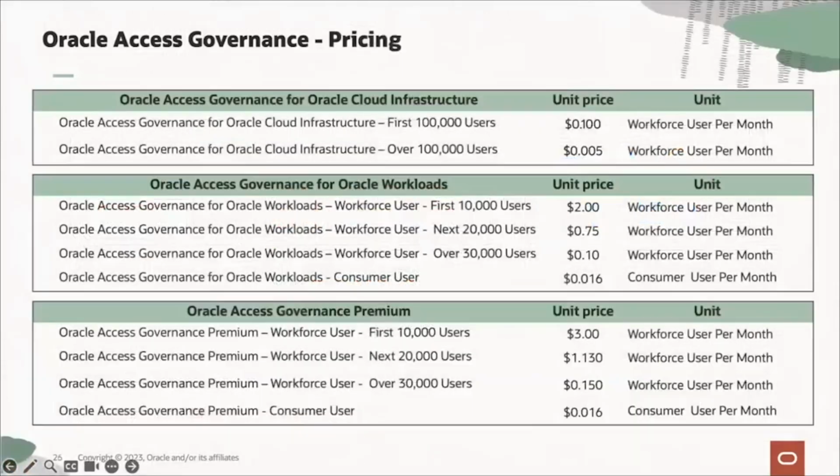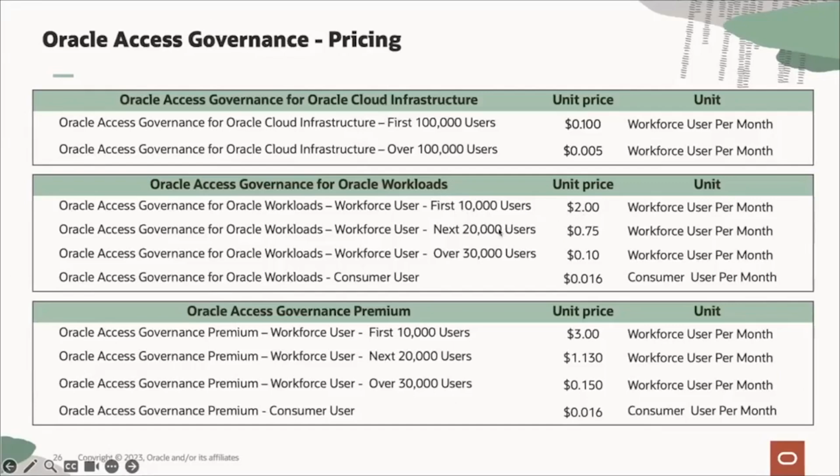So a quick view at the pricing. As we said, AG for OCI, for the first 100,000 users, it's just 10 cents per user. And for over 100,000 users, in the case we have consumers, B2C, G2C kind of environment, it's just half a cent per user. So it's very competitive pricing.